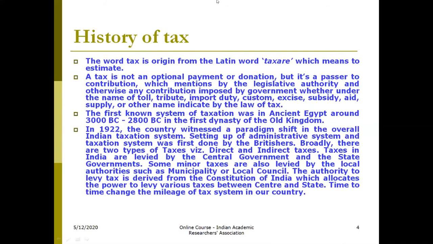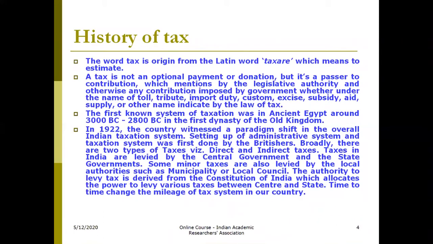So before going to the GST directly, let's go to the history of tax. The word tax originated from the Latin word taxere, which means to estimate. A tax is not an optional payment or donation, but a compulsory contribution imposed by the legislative authority, whether under the name of toll, tribute, import duty, custom, excise, subsidy, aid, supply, or other name indicated by the law of tax.